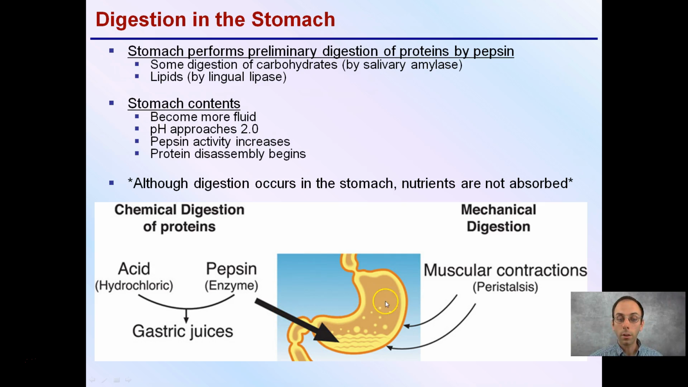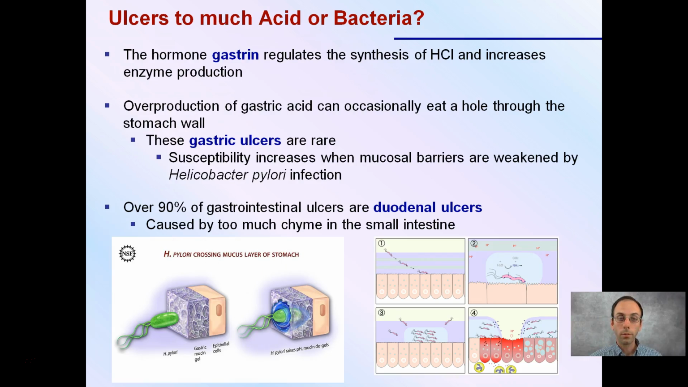Protein disassembly is starting to begin here, and although digestion occurs in the stomach, nutrients are not absorbed, and that's a very important point to make here. This is purely digestion, both chemical and mechanical, but we have not absorbed anything yet. Both acid in the form of hydrochloric and pepsin in the form of enzymes and gastric juices, and our muscular contractions also occurring in the stomach, are important for the digestion process. Digestion is different than absorption.